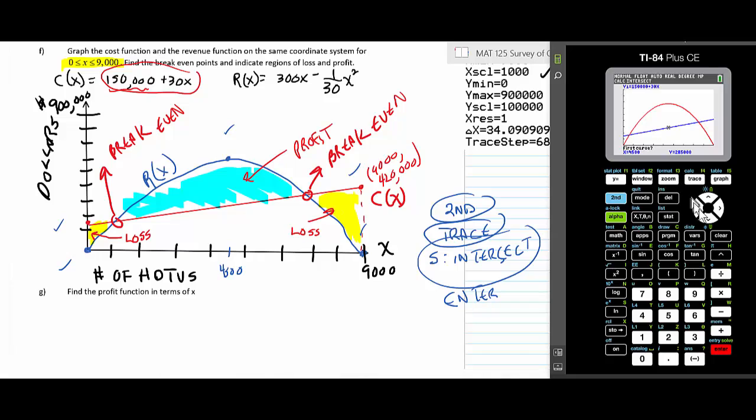So what you need to do is take your cursor and move it till you're fairly close to that point. You don't have to be super close to it. That's probably good enough. The calculator needs to know which break-even point you're talking about. Then you press enter. Then a second cursor should come up on the other function. You press enter again. Then it's going to say guess. You just press enter again. And then when you do that, it'll start blinking on that break-even point.